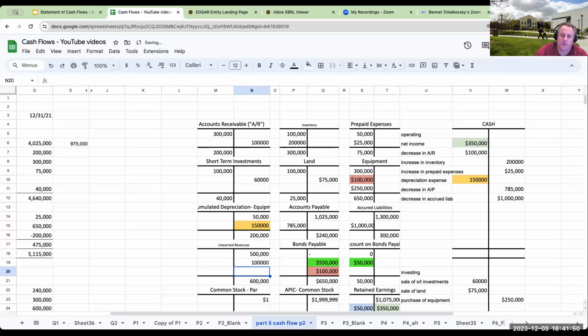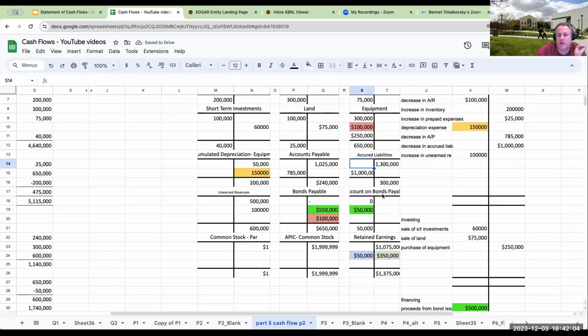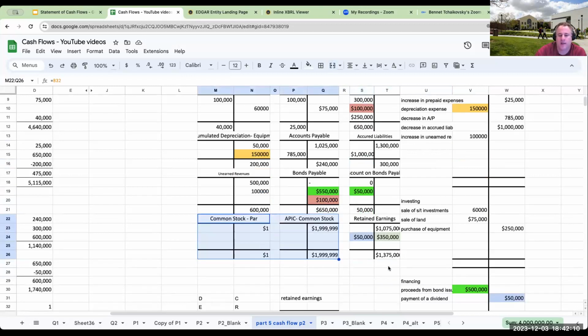Unearned revenue went up by 100,000. This is going to be an increase in unearned revenue. This is going to be a debit for 100,000. My bonds payable and my discount on bonds payable are both balanced. My common stock at par and additional paid in capital common stock did not change. My retained earnings account is balanced, so I should be good to go.